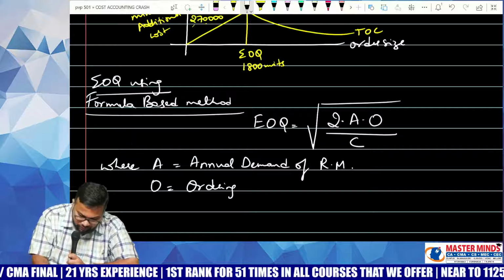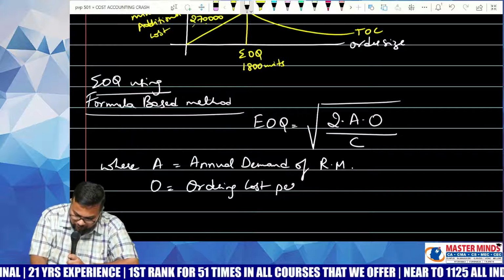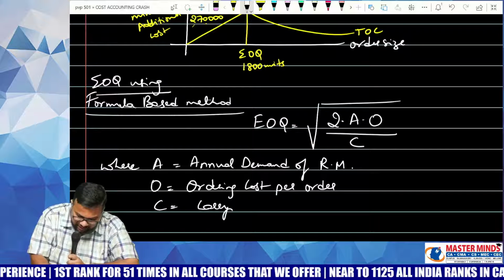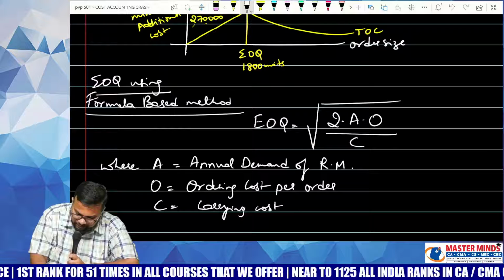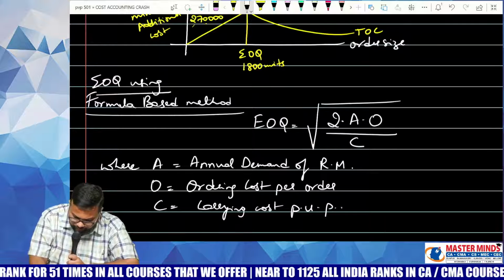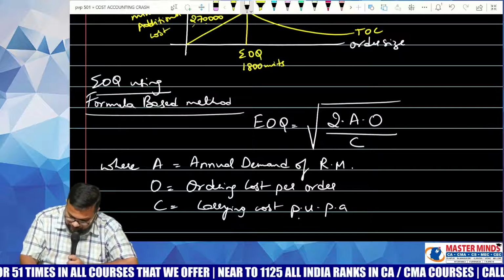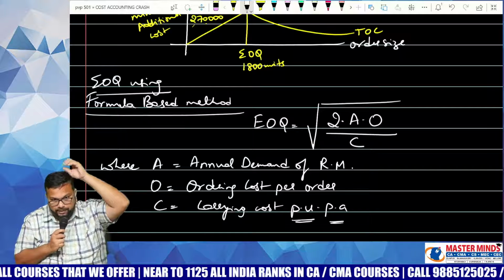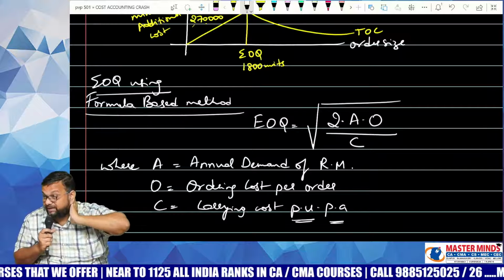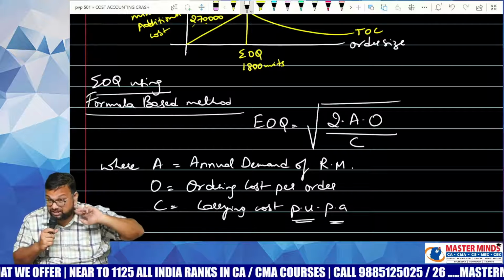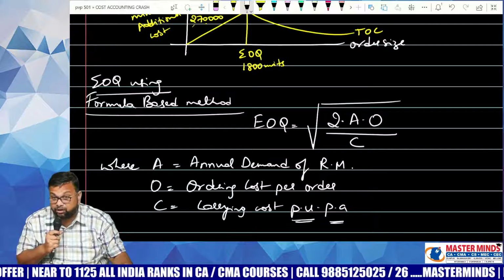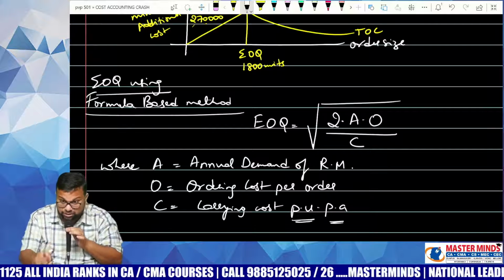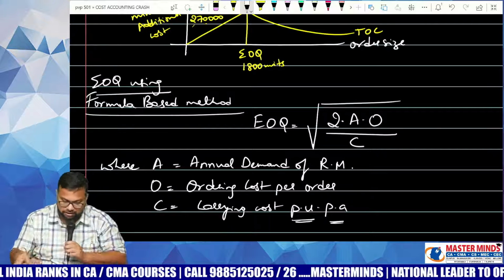O stands for ordering cost per order. C stands for carrying cost per order or per unit per annum? Per unit per annum. This plays a very important role. Carrying cost per unit per annum. Sometimes carrying cost per unit per annum will be directly expressed. Sometimes it will be expressed in percentage. So if percentage is given, we have to apply that percentage on unit price of raw material. Nothing but per unit means unit price of raw material. Then you will get carrying cost.